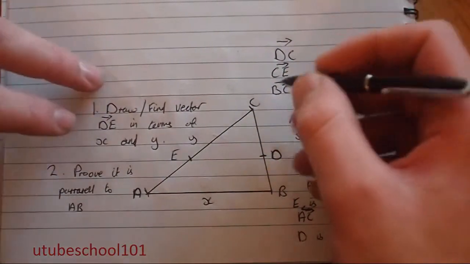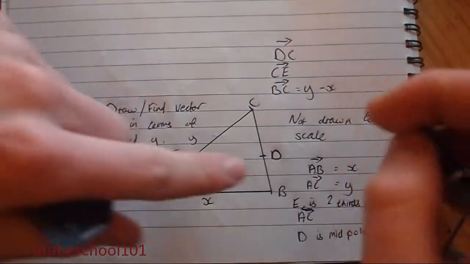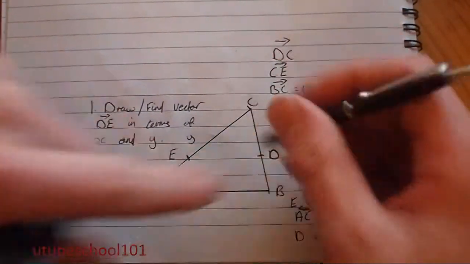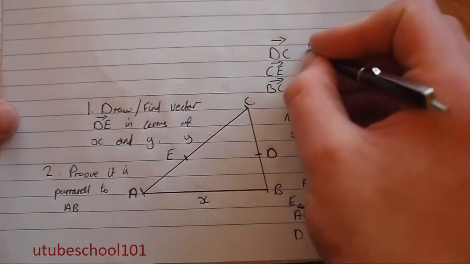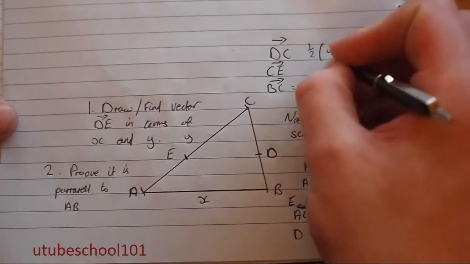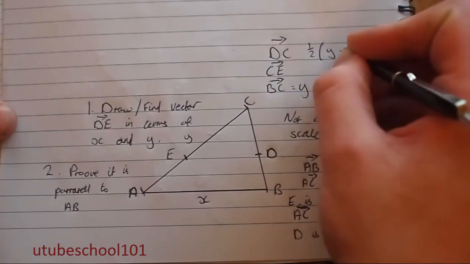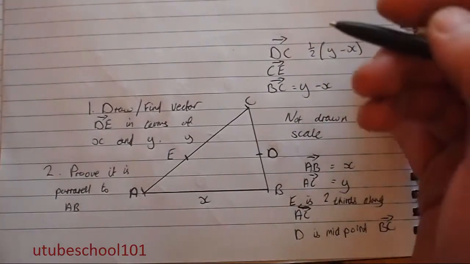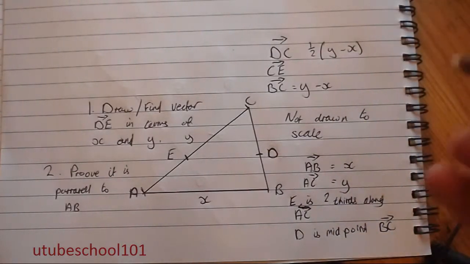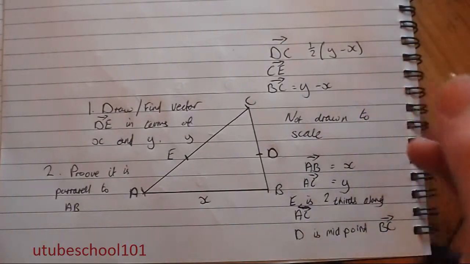And now we have to half this because we're at the midpoint to get from D to C. It's half the distance, so it's half times Y minus X. I mean, if you're unsure about this, watch my previous video and I do explain it in hopefully some good detail.